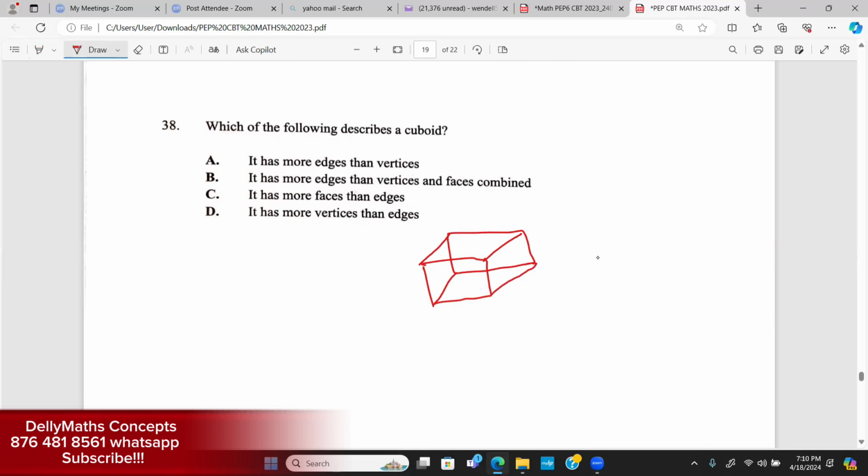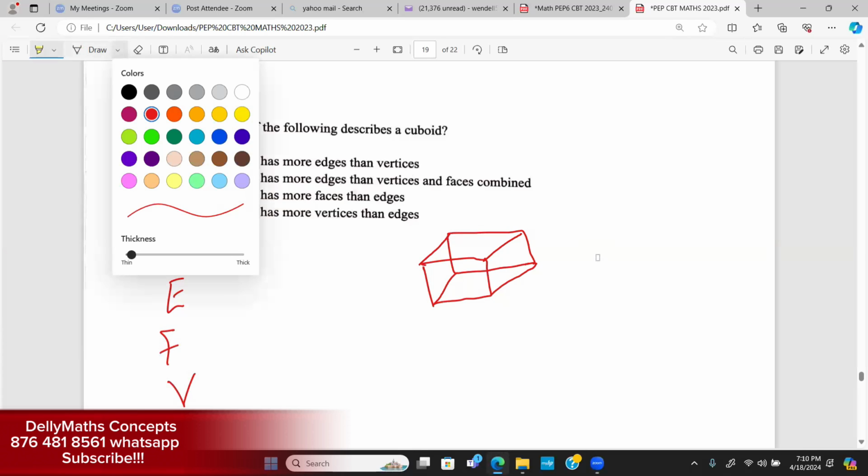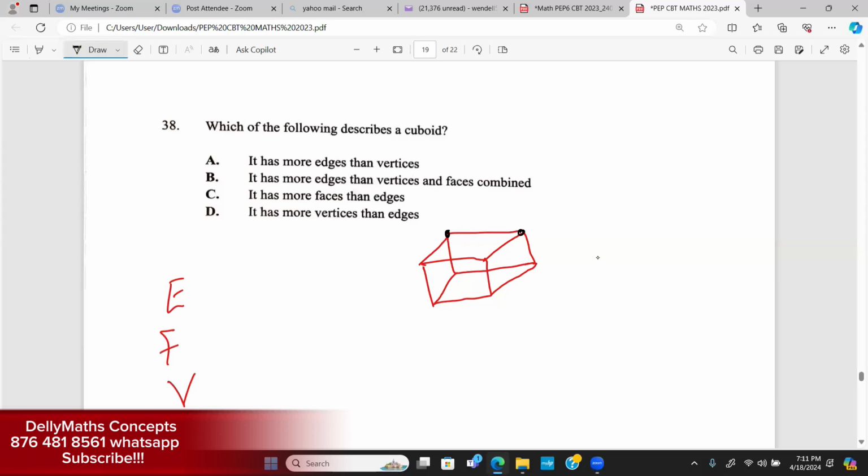All right, it says it has more edges. Let's just put them down quickly. Edge, face, vertex. Let's count off the vertex here. All right, so the vertex would be the corner spots. Let's write them down. 1, 2, 3, 4, 5, 6, 7, 8. So we have 8 vertices.